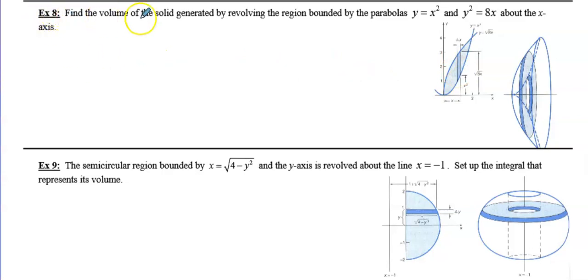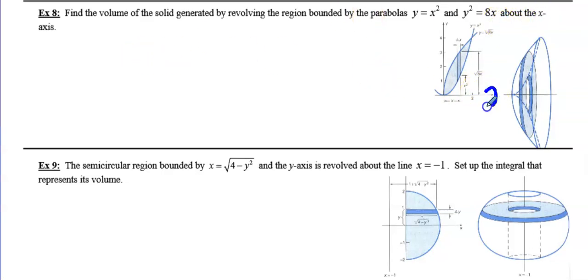So question number 8 says, find the volume of a solid generated by revolving the region bounded by the parabola y equals x squared, which you guys can see right here, and the parabola y squared equals 8x, which you guys see right here. Most of these questions are calculator, so you could graph this to see kind of what's going on with this problem. And then we're going to rotate this around the x-axis.